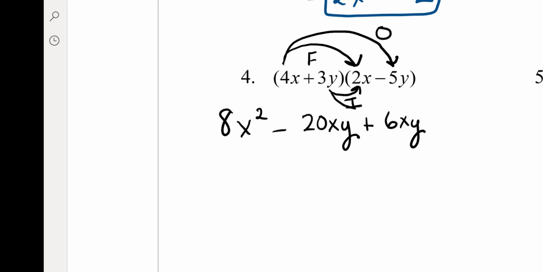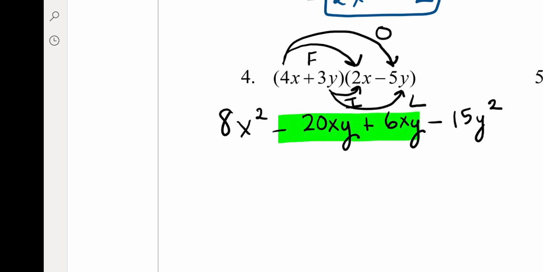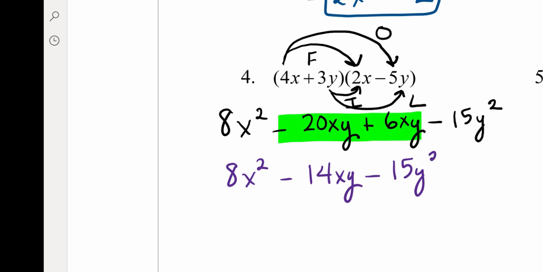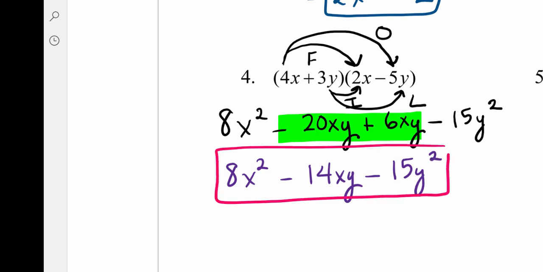And finally, we multiply our last terms, the 3y and the negative 5y, to get a negative 15y squared. In the middle, we have our two like terms, and we're going to go ahead and combine those. So we get 8x squared, and then negative 20xy added to a positive 6xy gives us a negative 14xy. And then we have our negative 15y squared. And that's our final answer for number 4. Let's go to the next problem.